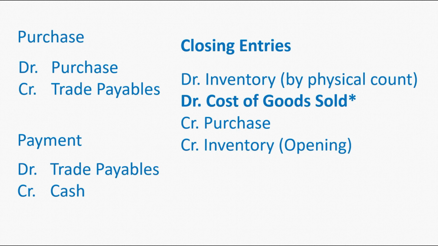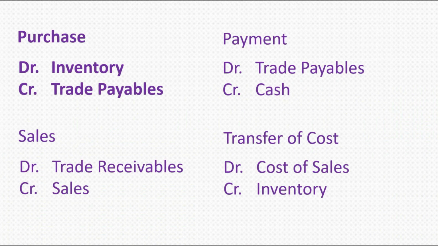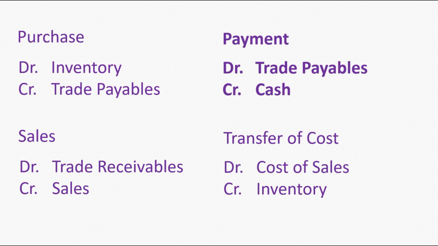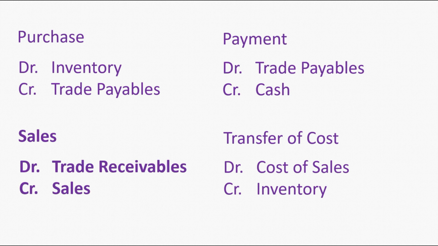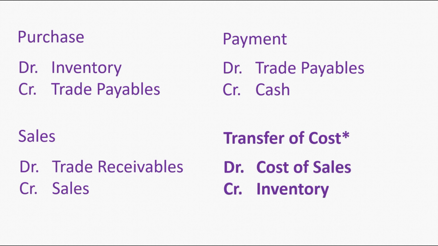One of the differences between these two systems is that, in a perpetual system, we use the inventory account directly to make double entries. When company purchased inventory on credit, we debit inventory and credit trade payables. To settle the liability we debit trade payables and credit cash after the payment. When company sells the inventory to customers on credit, we debit trade receivables and credit sales. Unlike the periodic system, this time we'll make another journal entry to transfer the cost of inventory from the inventory account to the cost of goods sold account. We credit the inventory account and debit the cost of sales account.